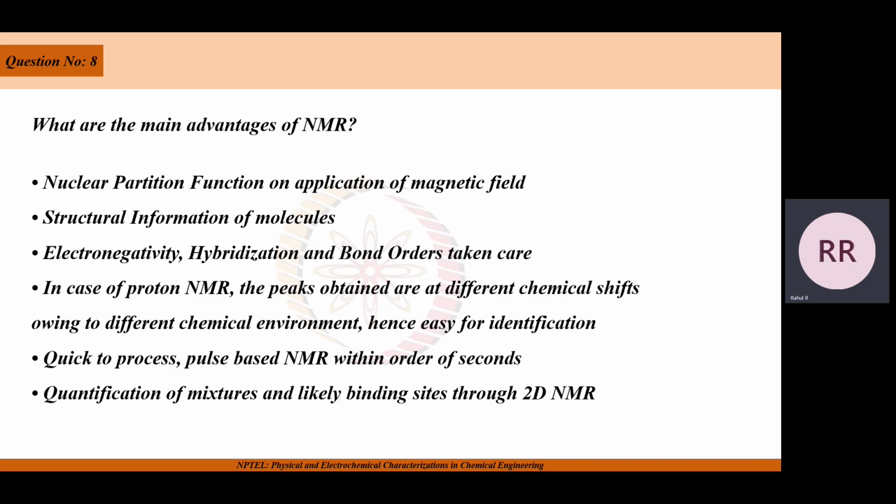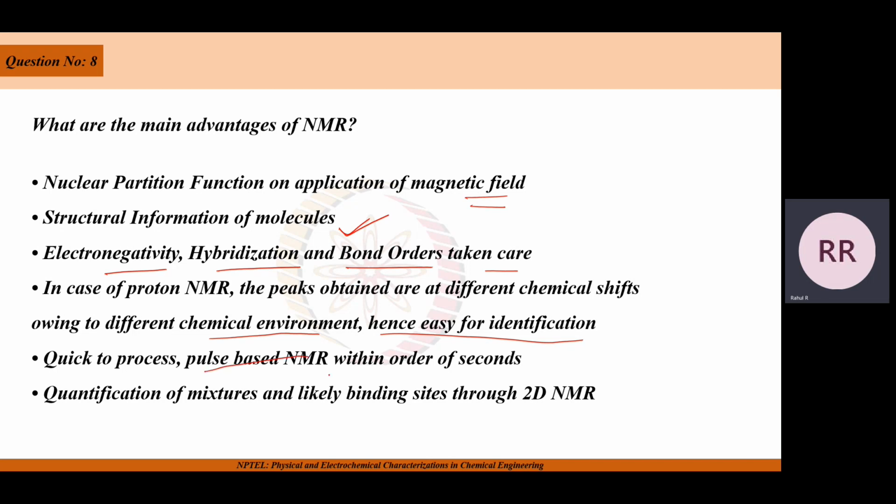The main advantage of NMR is nuclear partition function on application of magnetic field. The structure information about the molecules, the electronegativity, hybridization, and bond orders are taken care of. Now, in case of proton NMR, the peaks are obtained at different chemical shifts owing to different chemical environments, and it is easier for identification. NMR is a quick process, like pulse.